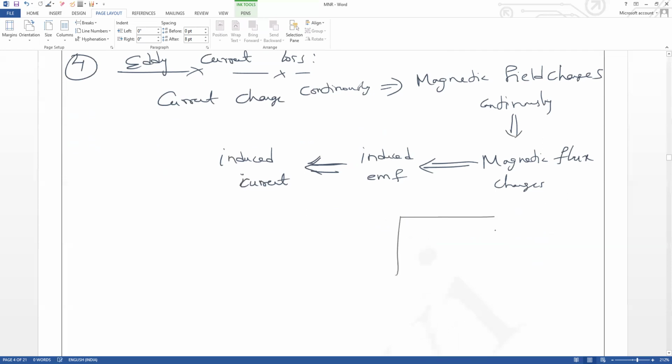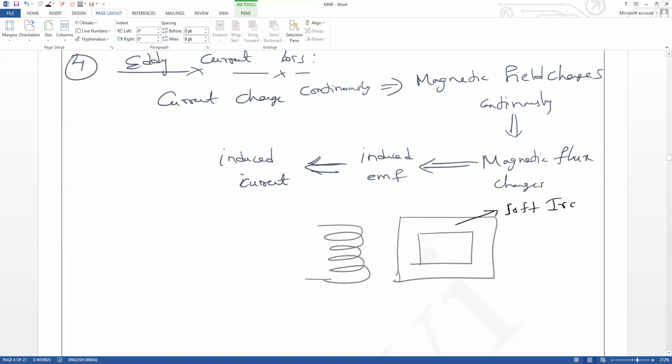So in a transformer, two materials are there. What are the two materials present in the transformer? One is copper coils and another one is what? Soft iron core. So one is windings of copper wire, and the second one is the material of soft iron, the soft iron core. So both places will form eddies.